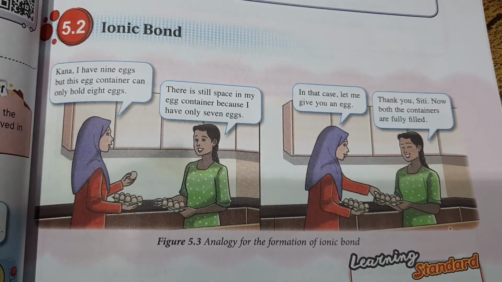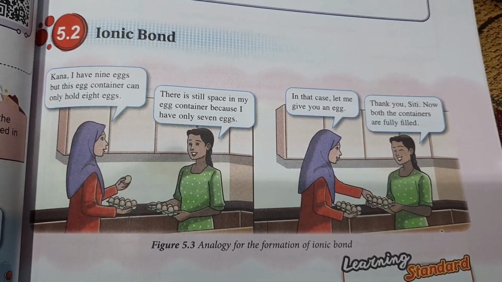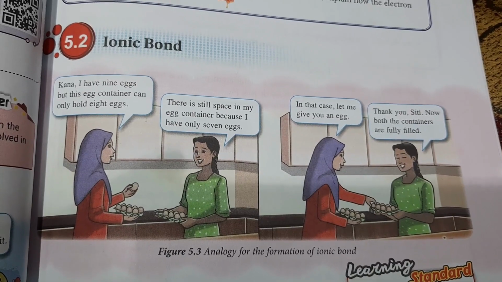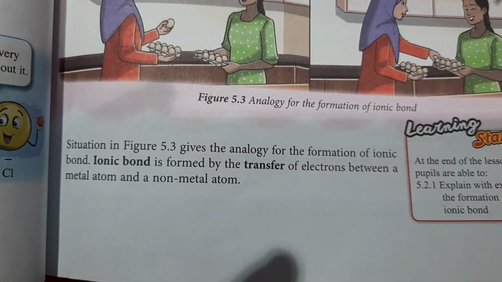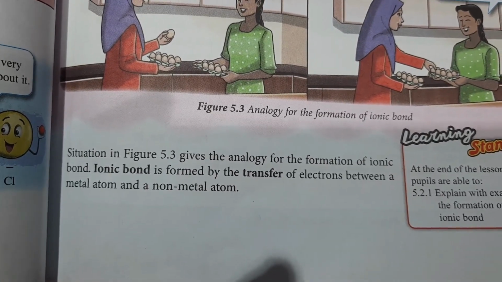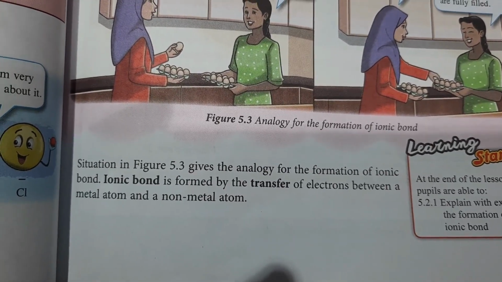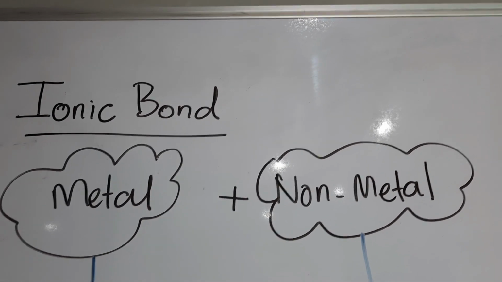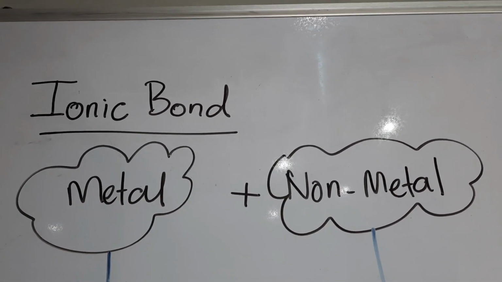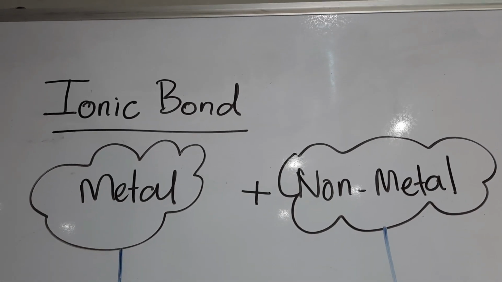Okay, good morning students. Today you're going to learn the topic ionic bond. Now, what is ionic bond? Ionic bond is formed by transfer of electrons between a metal atom and a non-metal atom. Now, let's look. Ionic bond is a bond formed through transfer of electron between metal and non-metal.